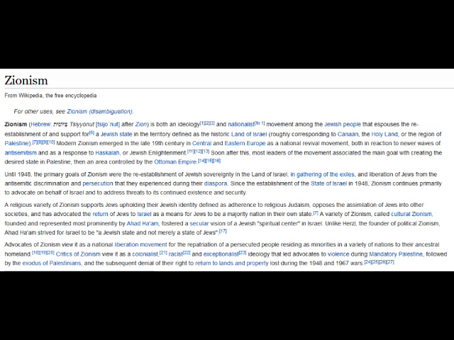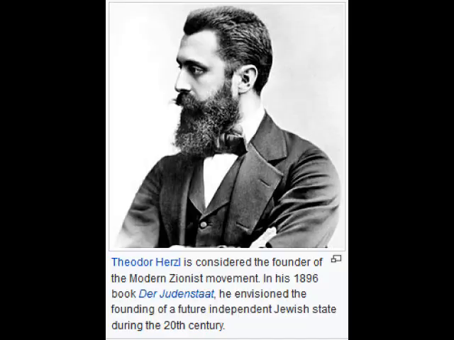Harry Truman was then president. And of course, there's some controversy surrounding how and why Israel was recognized as a state, and why we have a lot of the conflict today between Israel and Palestine. And this man here is considered the founder of the modern day Zionist movement. He envisioned the founding of a future independent Jewish state in the 20th century. His name is Theodor Herzl.